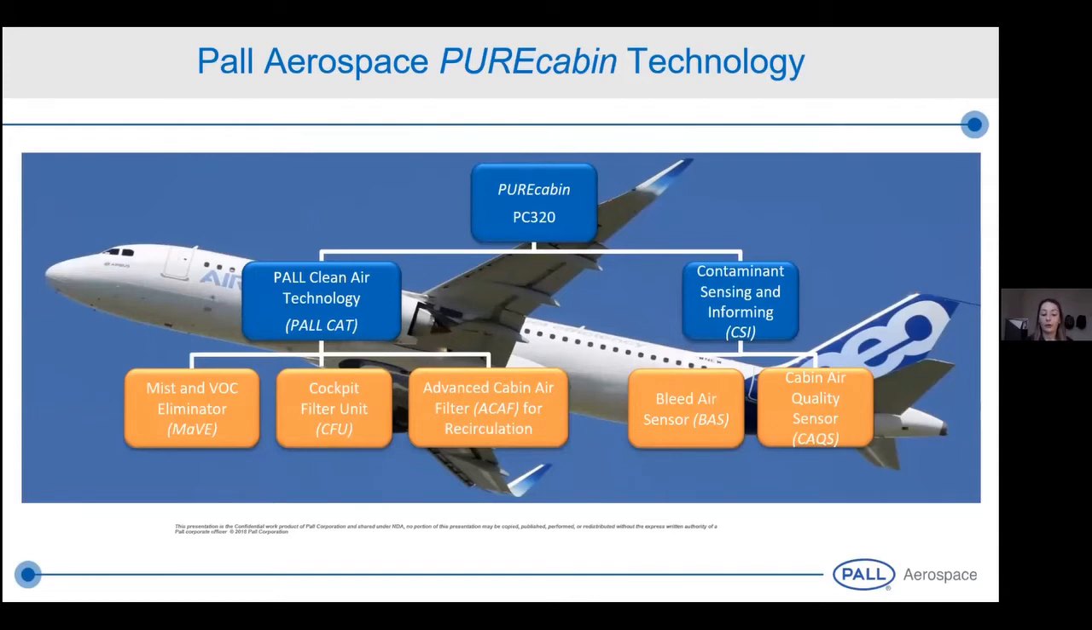We also have cockpit filters for some of the Boeing aircraft that contain only activated carbon, so only VOC protection. We're also working on the mist and VOC eliminator, what we call MAVE, for fresh air filtration in the aircraft. We also have different initiatives regarding sensing in the aircraft: some projects looking at a bleed air sensor, but also cabin air sensors.